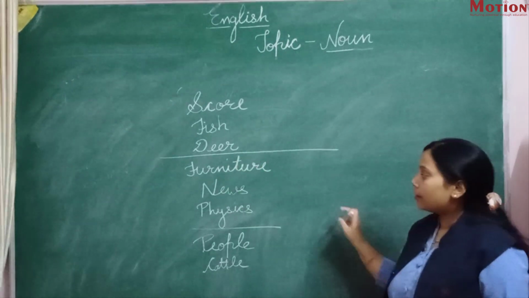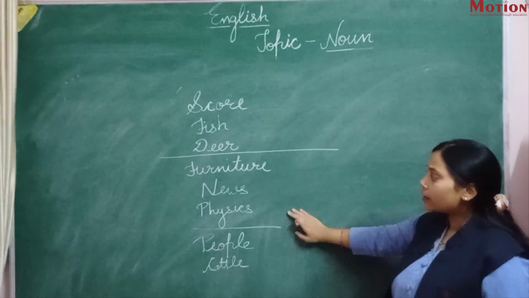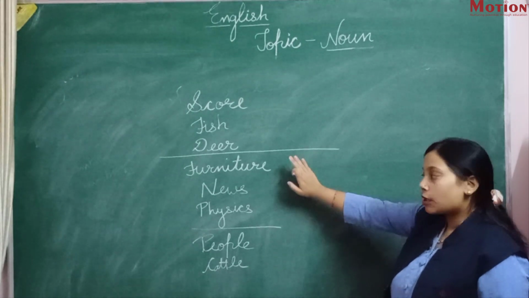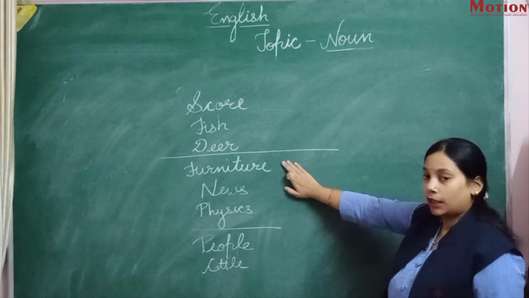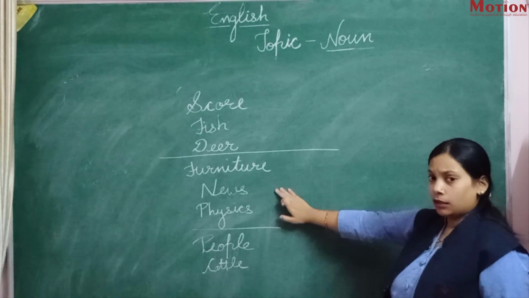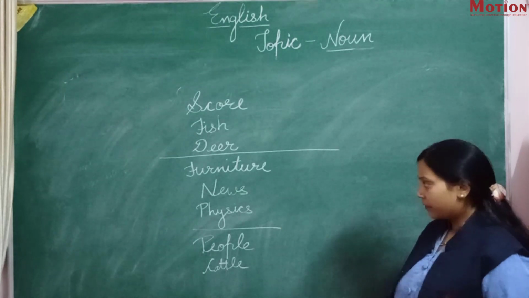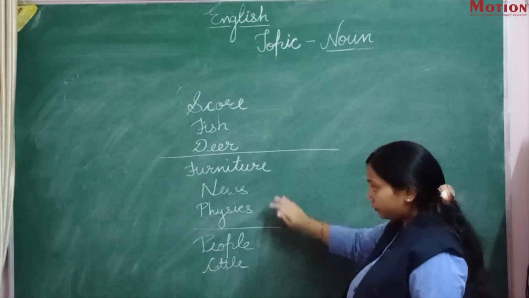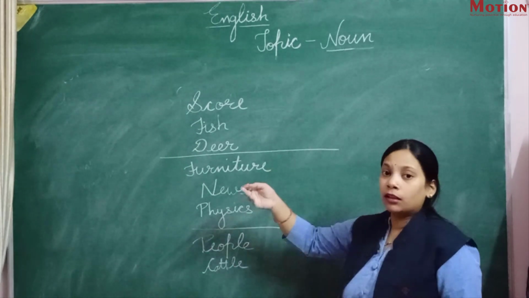Okay, next are some of the words that we don't use as a plural, we just use as singular, they are like that only. Furniture, news, physics, they are plural in themselves. Yes, they are just plural in themselves. Like they are having furniture in their houses.